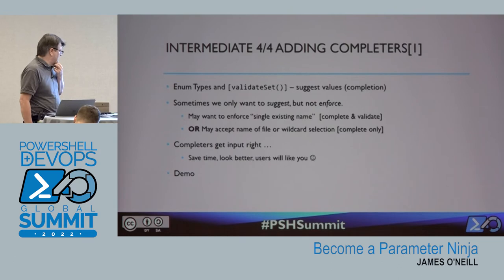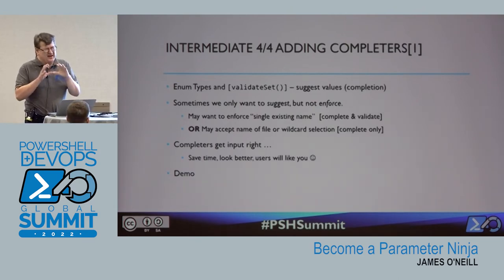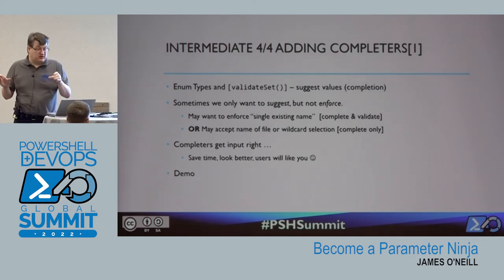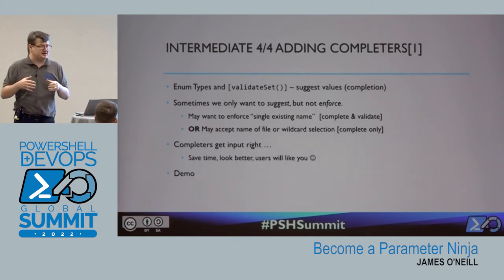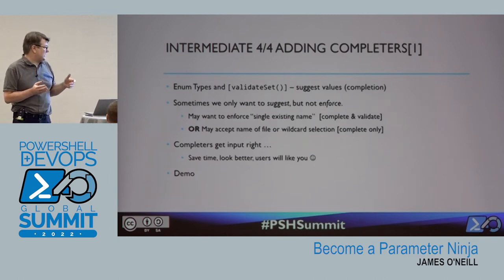And the final thing, for intermediate, is the first stage of adding argument completers. I'm a huge believer in argument completers. I've been going on about them for years, and they fit in a neat gap where we're not doing validation. So if we use something like validate set, that will help us tab complete the values. If we have an enum, that will help us tab complete the values. But if we put anything outside that set, it's an error, okay?